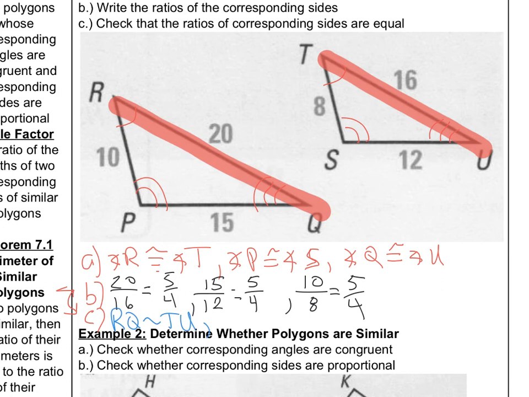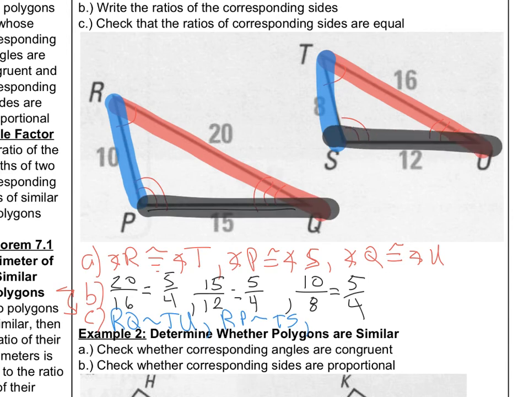Then your next side, let's say RP and TS. So RP is similar to TS. They're not congruent. They're not equal lengths. It tells us that in the numbers. And then PQ and SU. So PQ is similar with SU. That's how you write the sides, just without doing any numbers.